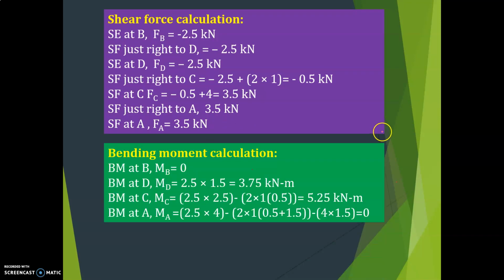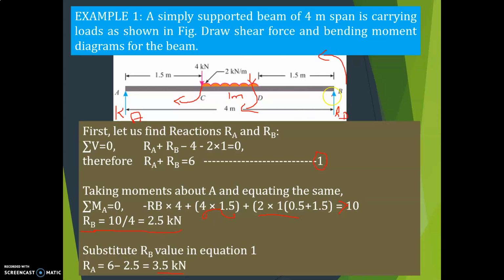Next, let us consider bending moment. What is bending moment at B? It is bending moment at this point. Again, at the support always bending moment is equal to 0 when it is a simply supported beam. Now at B, there is no perpendicular distance, so force into 0. So at B it is 0.